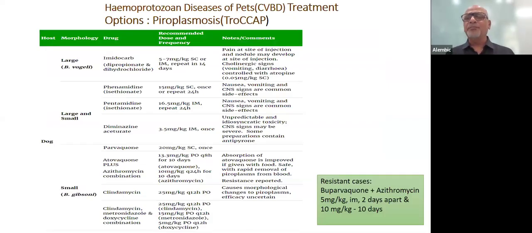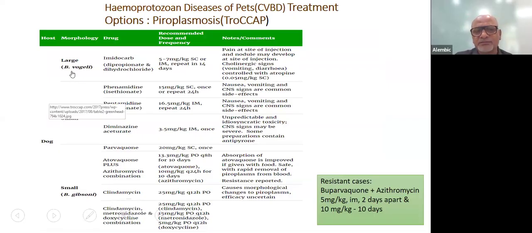Now, this is a chart I have picked up as it is from the ProCap guidelines, so there's nothing from my side here. In this chart, you will find that there are two groups. One is a large piroplasm, that is Babesia vogeli, which also occurs in India. In that case, imidocarb is the drug of choice. The dose rate is 5 to 7 milligram per kg body weight, and similar precautions have to be taken in case of imidocarb injections.